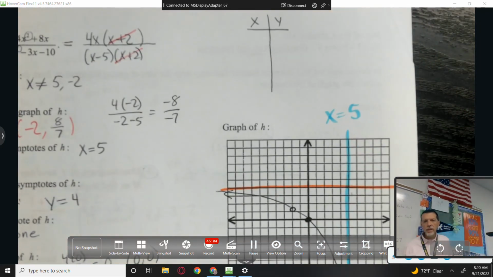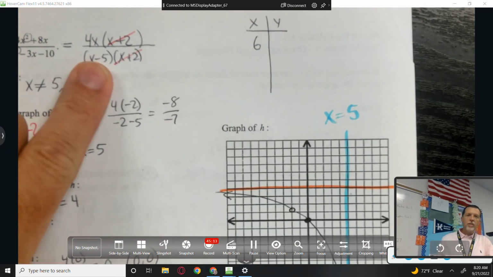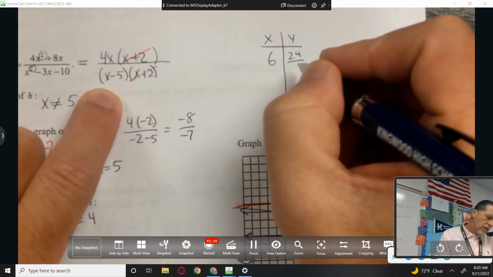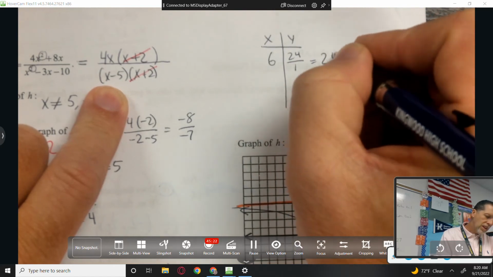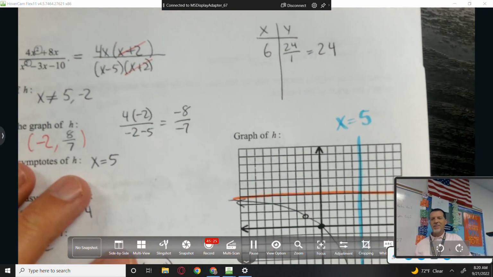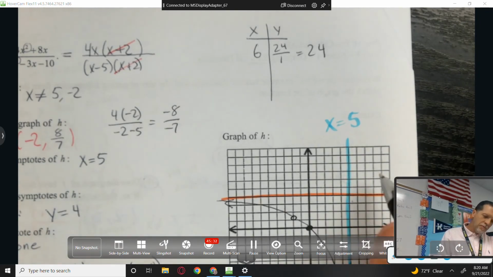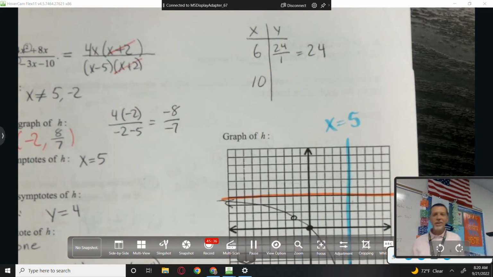So I need to be to the right of 5 to get over there. So what point should we try? What x value? 6. So let's plug in 6 and see what we get. 4 times 6 is 24 over 6 minus 5, which is 1. Yeah, I don't want to graph 6, 24. That is a point on the graph, but that is way off the page. I'm going to pick a different point.